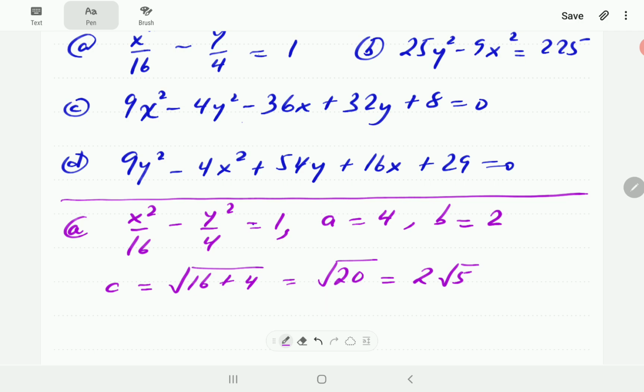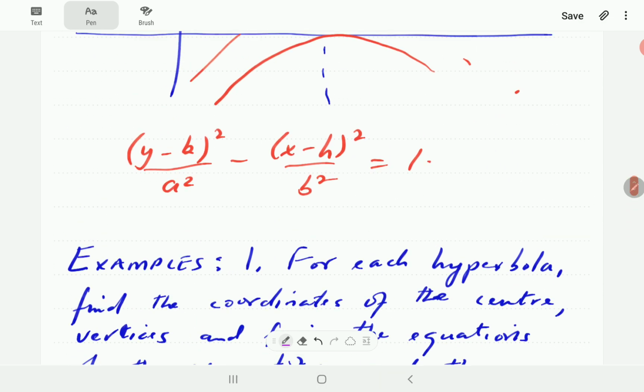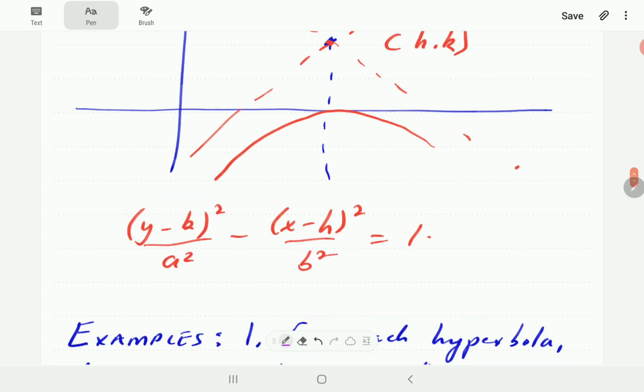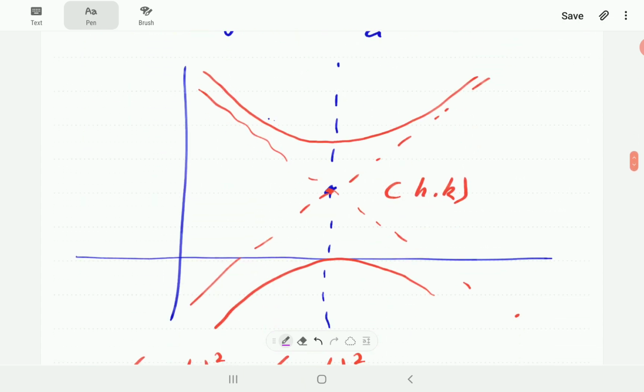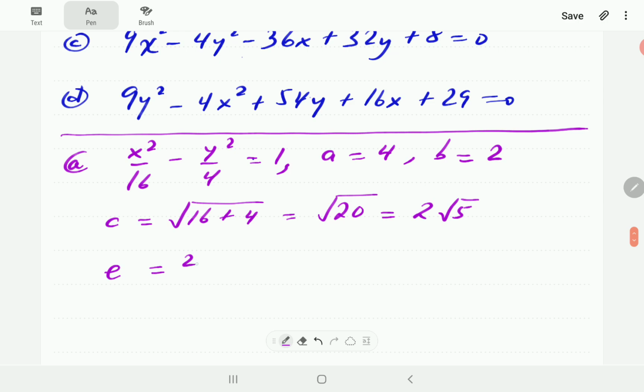So once we have got c, then we can find the eccentricity. Remember, the eccentricity is always c over a. So this is going to be 2 square root 5 divided by 4. It's going to be square root 5 over 2.